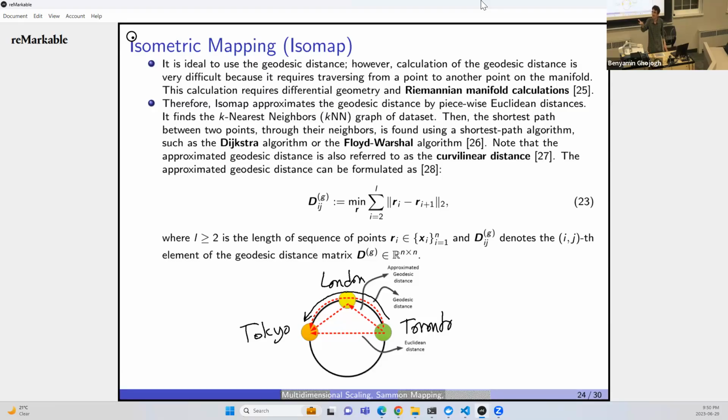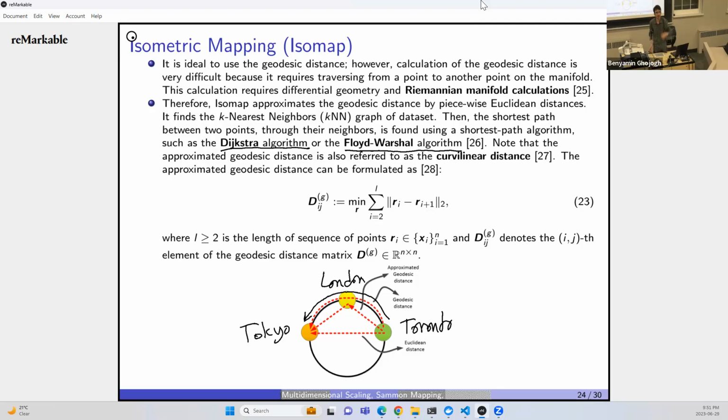I should calculate the k-nearest neighbor graph. What cities are near, or what points are near to each other? K-nearest neighbor graph. So first I calculate the k-nearest neighbor graph of the data points. Then how do I find the shortest path from this point to that point on the k-nearest neighbor graph? Have you passed any algorithms course? Dijkstra algorithm or Floyd-Warshall algorithm. These are algorithms for finding shortest path.